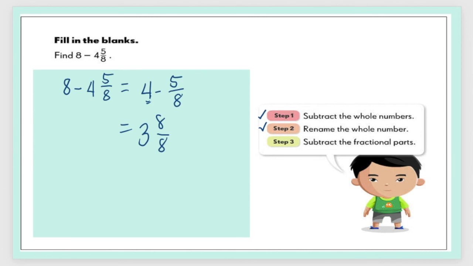3 and 8 over 8 has the same value as 4. I chose 8 over 8 because I got the clue from the denominator of our second fraction. Now it's easier for me to subtract it from our newly renamed whole number. So we have 3 here. 8 minus 5 is equal to 3 eighths. This is the final answer.